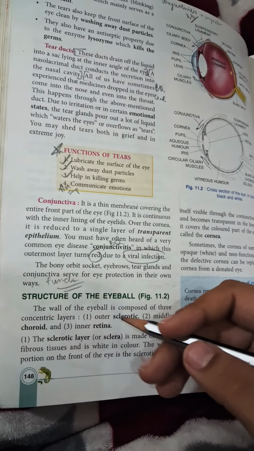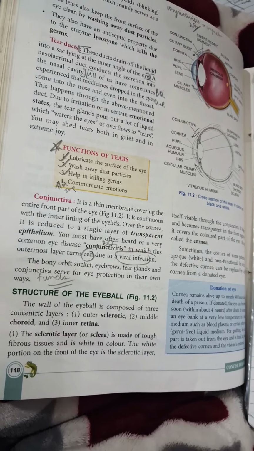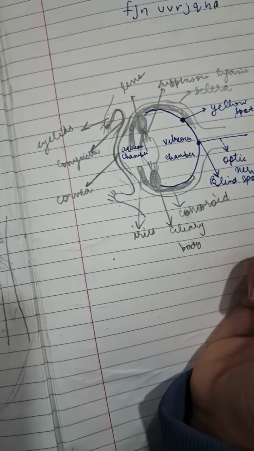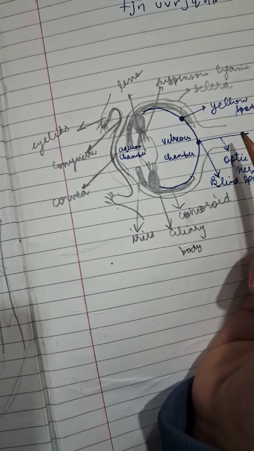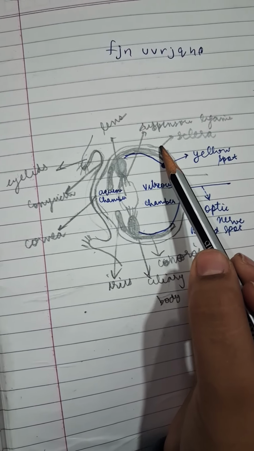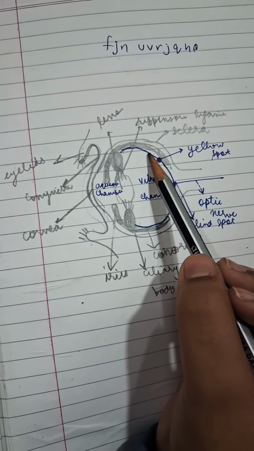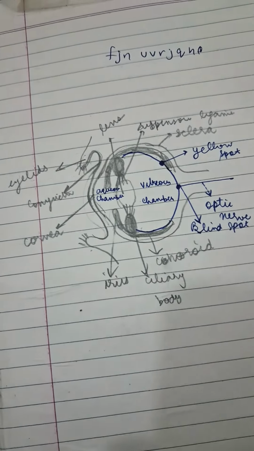Structure of the eyeball. The wall of the eyeball is composed of 3 concentric layers. All these things you should do with the diagram only. So we'll come here. The wall of the eyeball is composed of 3 concentric layers: the outer sclera or sclerotic, the middle choroid, and the inner retina. Blue one is retina. We'll continue in the next video.